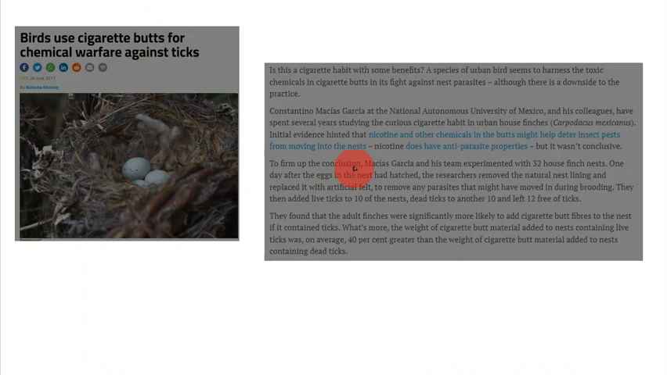So I'd encourage you to pause the video and read down through this. It talks about the study that was carried out, and gives you an idea of what you would be doing if you were an ecologist, or a scientist who studies these particular areas. You'd be looking at organisms. In this case, we have birds and ticks.